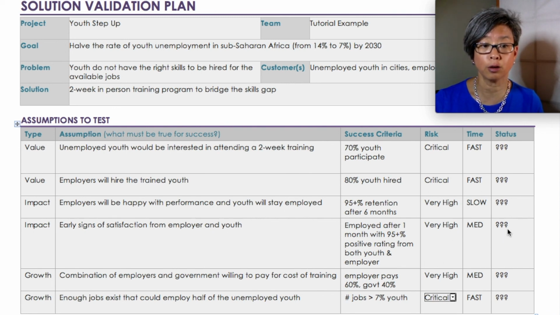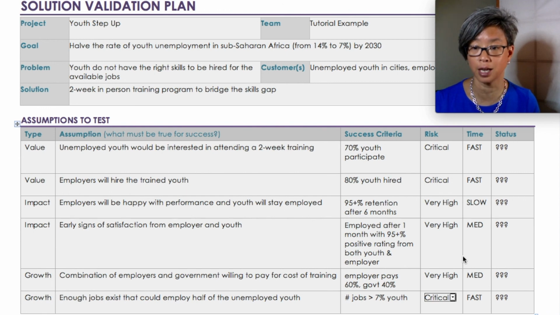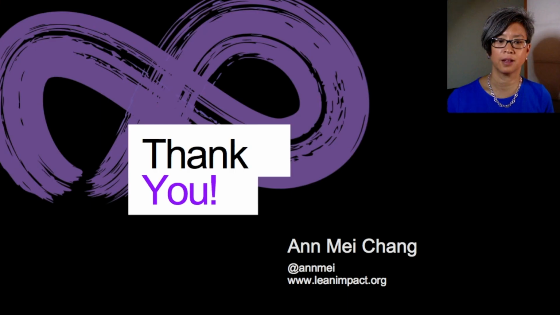Some of the other assumptions here, like around impact, it will take a long time to determine whether employers are happy with performance, but there's something that I could test a little sooner, which is what are the earlier signs of satisfaction. So all these are now part of my solution validation plan, the assumptions I'm going to want to test to see whether my solution is likely to be successful.